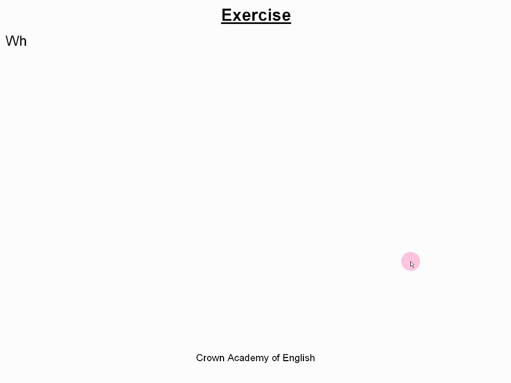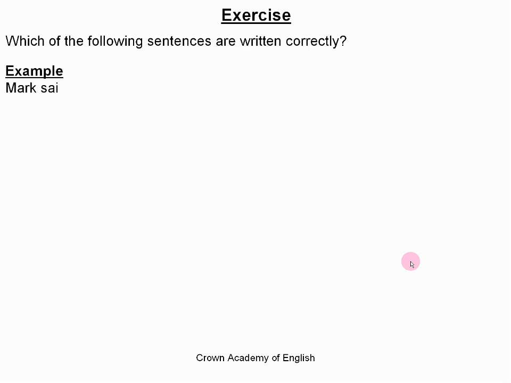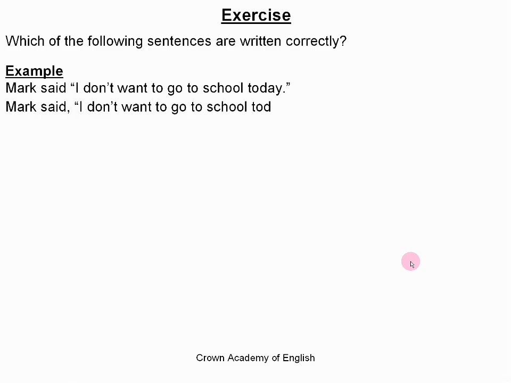Exercise. Which of the following sentences are written correctly? Example. Mark said, I don't want to go to school today. So, here are two sentences. Only one sentence is correct. Which sentence is correct? And the answer is the second sentence is correct, because there needs to be a comma here.